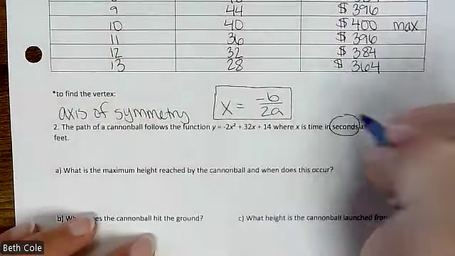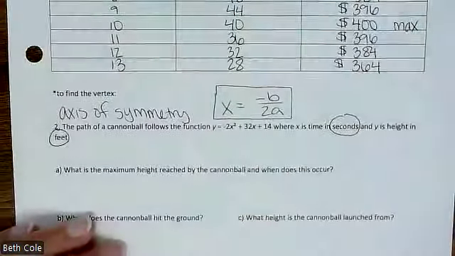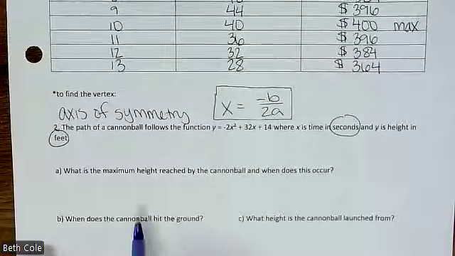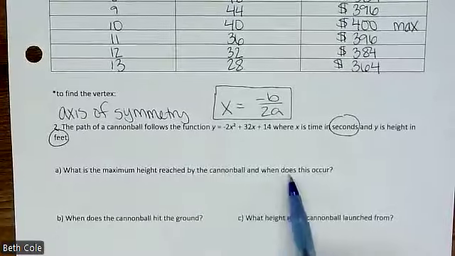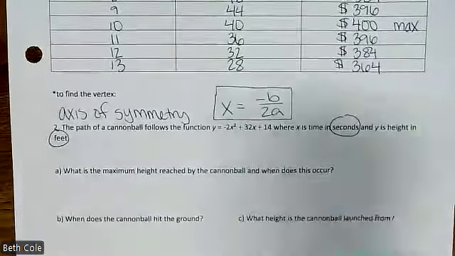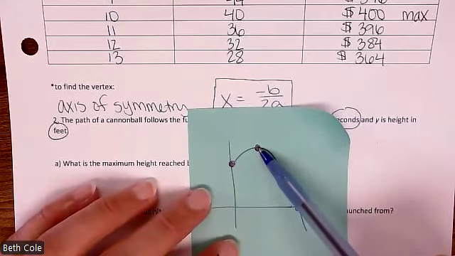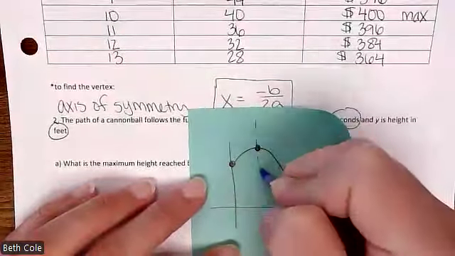Time is in seconds and height is in feet. I usually circle the units so I remember to put them in my answer. So we have height and we have feet. What is the maximum height reached by the cannonball and when does that occur? So looking at the graph, that would be this right here. Do you see where I'm pointing? That is your axis of symmetry.